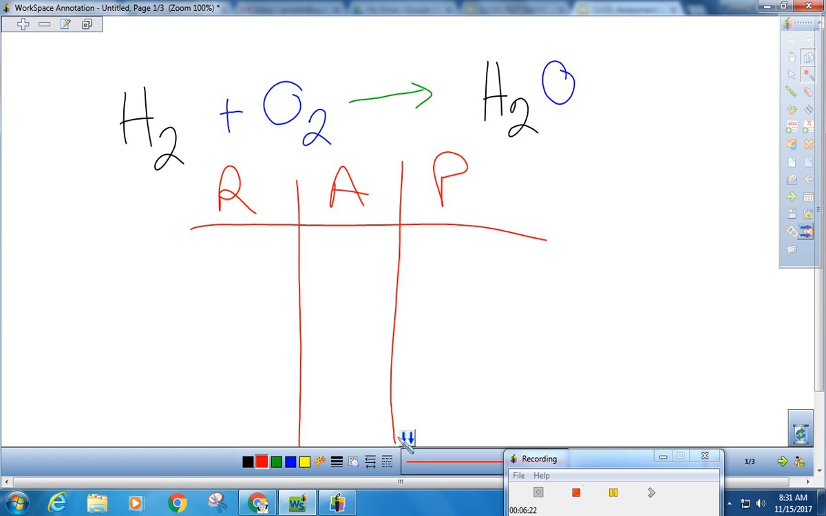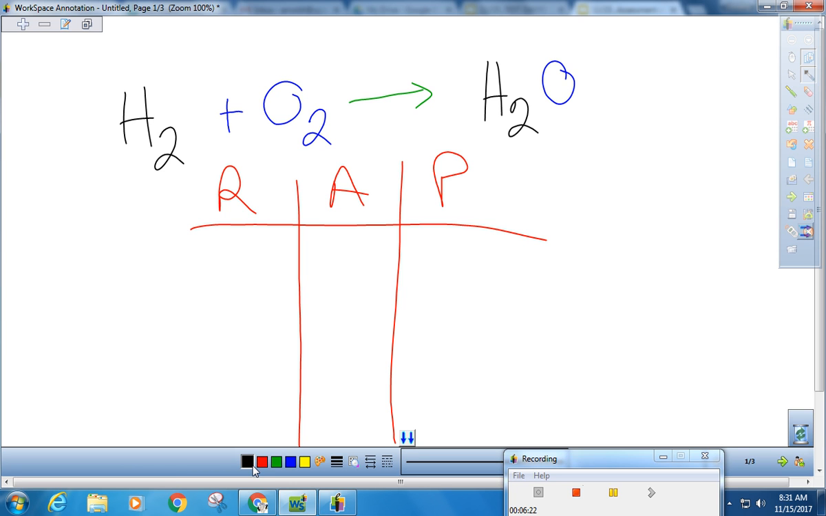What's it called? It's what goes into the equation, which are called reactants. Thank you. A simply represents the atoms that we're using, and then the P is what comes out of the chemical reaction, which are called the products. Okay, so it's reactants, atoms, and products.